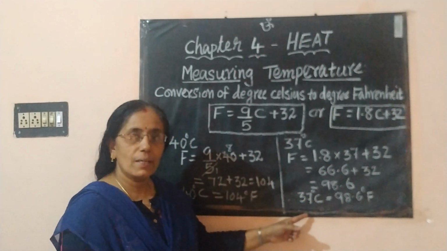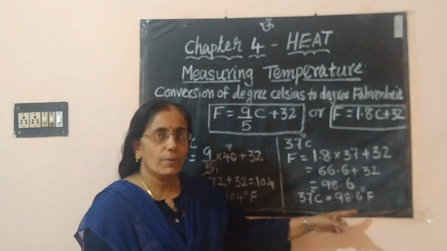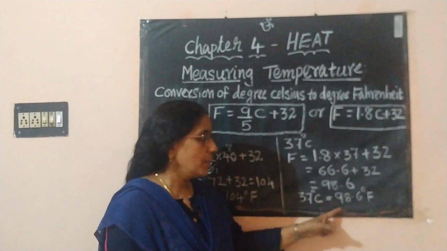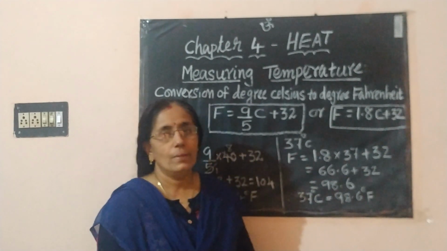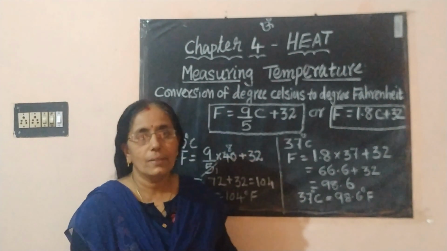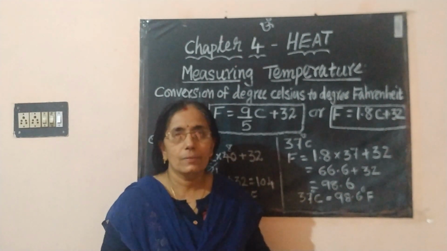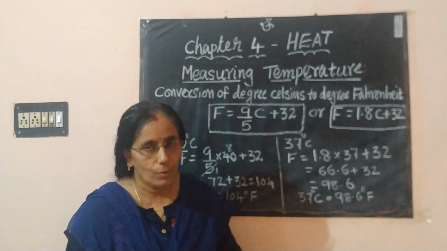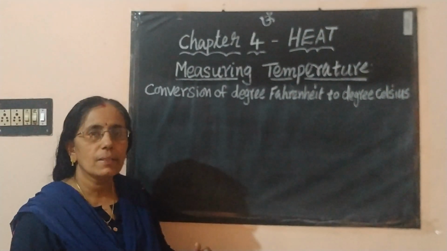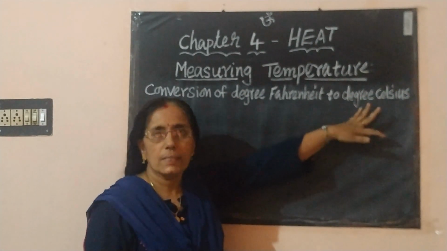So, in the Celsius scale, our body temperature is 37 degrees Celsius, and in the Fahrenheit scale, 98.6 degrees. Therefore, from here, you can understand how important it is to mention the unit when we express the temperature of any object. Now, let's see the other conversion, degree Fahrenheit to degree Celsius.